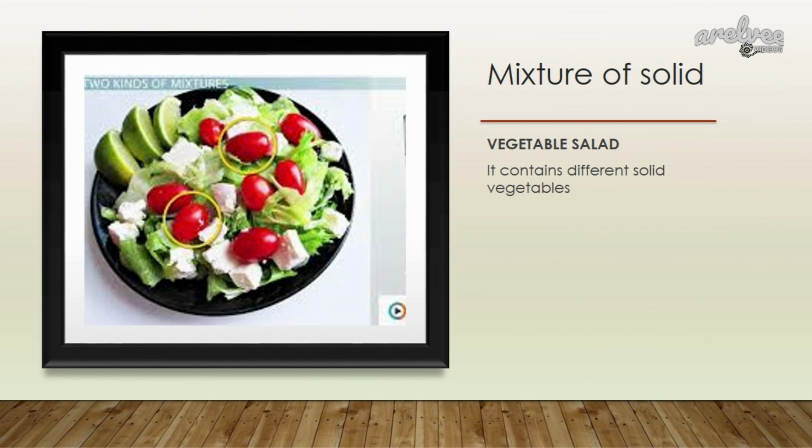In the picture, this is the example of mixture of solids. Vegetable salad. It contains different solid vegetables, different solid materials that we mix up with different solid materials. Example of mixture of solids.